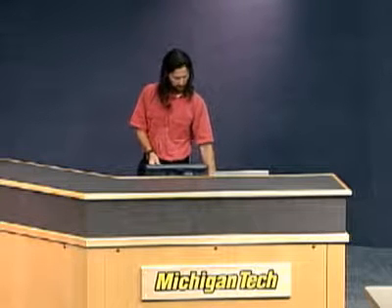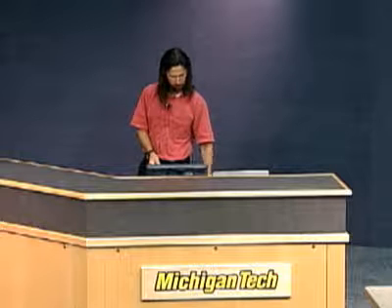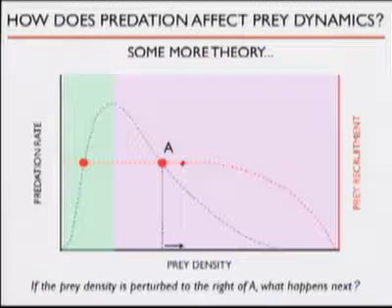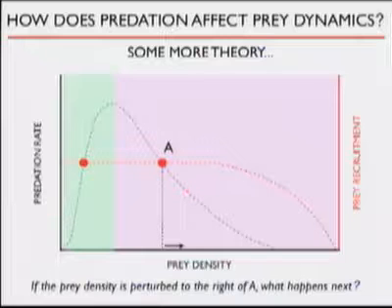Okay? Well, I'm sorry, let me go back. What would happen if we were perturbed to this spot right here is, well, because the prey additions exceed the prey losses, the population will continue to move on to the right. So if you get perturbed from point A, you're going to keep getting bigger and bigger and bigger until some other dynamic takes over. Well, what happens if you get perturbed to the left?